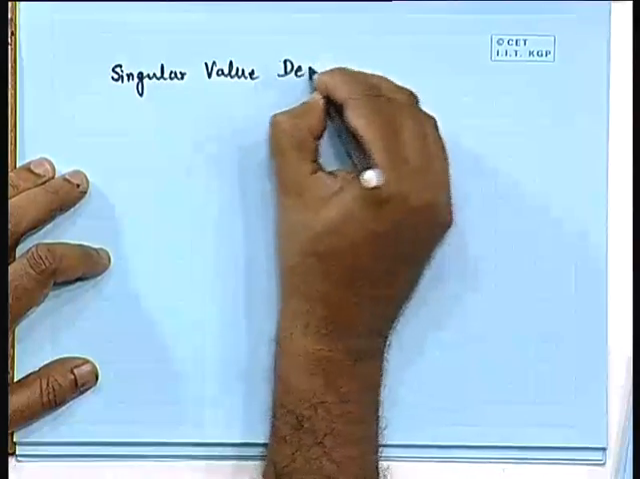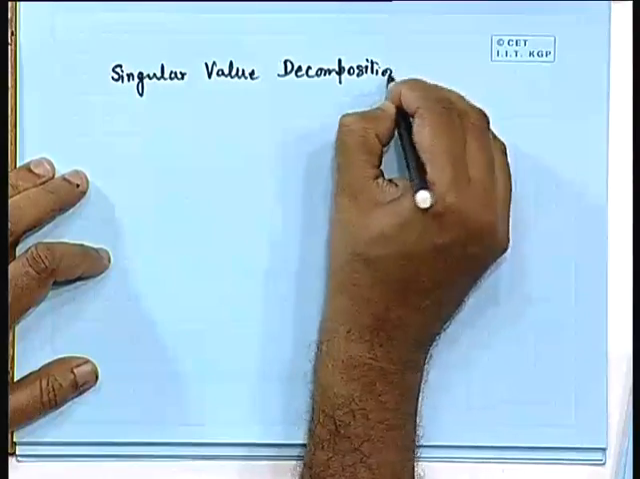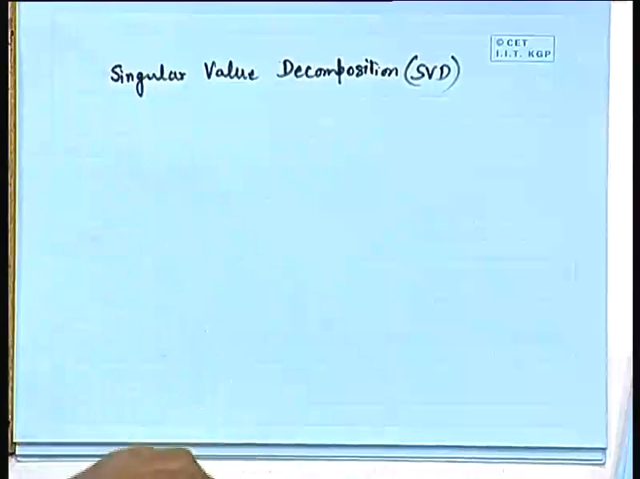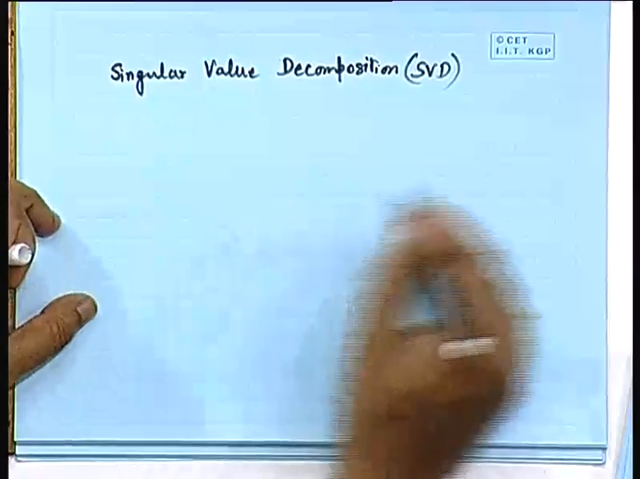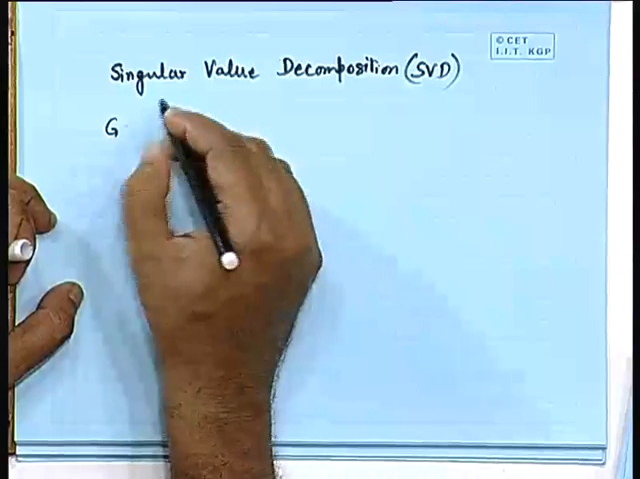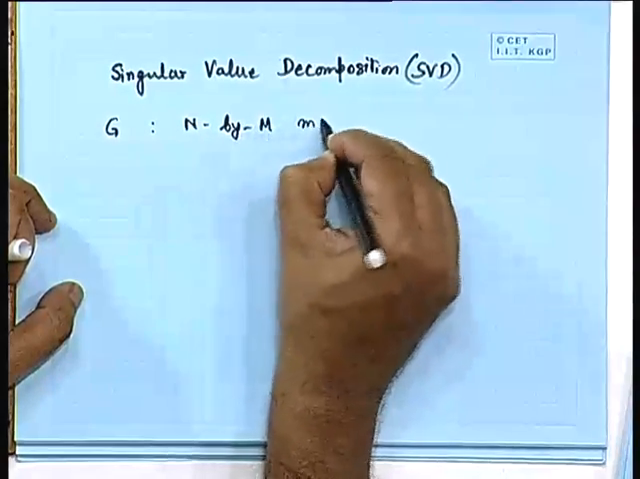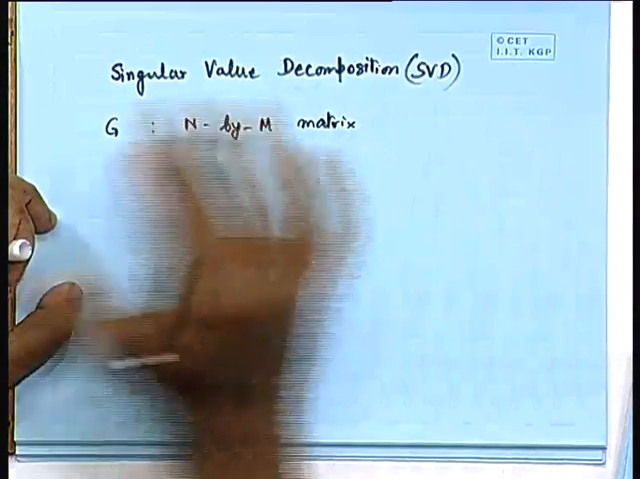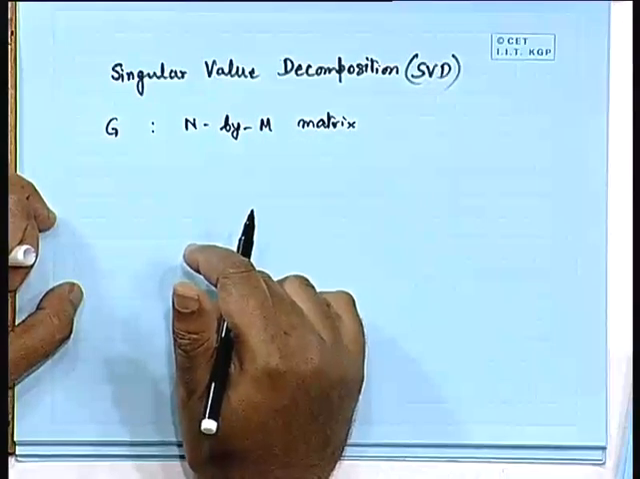Those who have a good background in matrix algebra may already know this, but for the benefit of all, let me give you some idea about singular value decomposition. In the case of singular value decomposition, our matrix G is an n by m matrix. Because n is the number of patterns, and m is the number of RBFs that we are using. So, it is an n by m matrix.